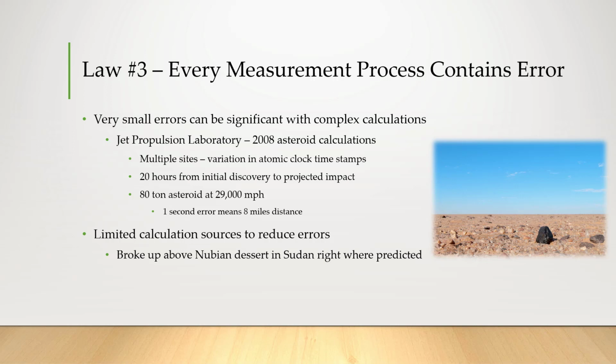And so the prediction was that it was going to strike the Nubian desert in Sudan, and they were off very little by time. I think they were off by 15 seconds overall time wise. And then measurement distance wise, it was very little off the exact predicted spot. So that was an error of time stamping because all these centers were off. But there are other errors, and a lot of it has to do with predictions.